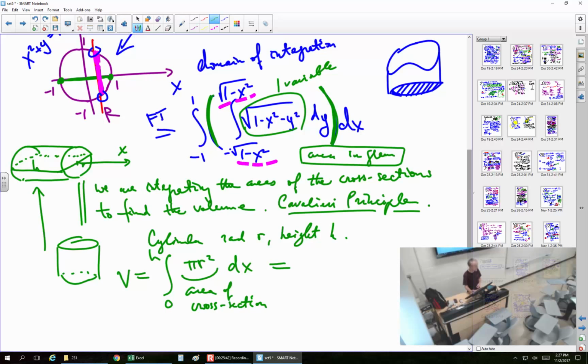a constant function. How do we integrate a constant function of one variable? That's just a regular numerical integral. It's just pi r squared times x, so pi r squared h. Yeah. So that's it. That's how from the Cavalieri principle you get that formula very easily, because the cross section is exactly the same.